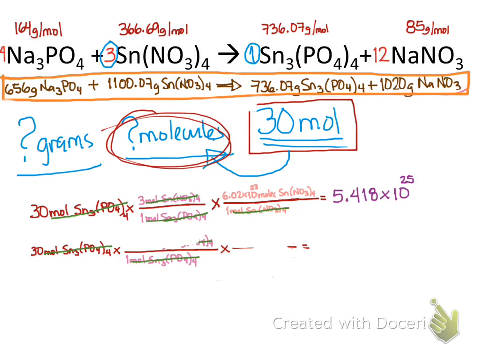Teacher, so if we want molecules, then we need to always multiply by Avogadro's number? Yes. If I ask you for molecules, you will always need to use Avogadro's number. Yes, Jesse. What did we multiply? 30 by 6.02, or 30 by 3 by 6.02.